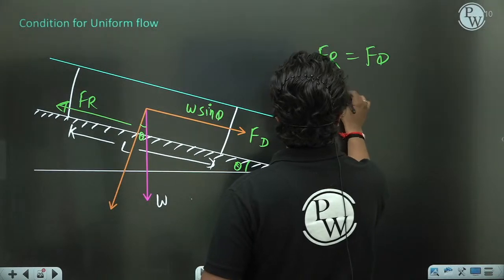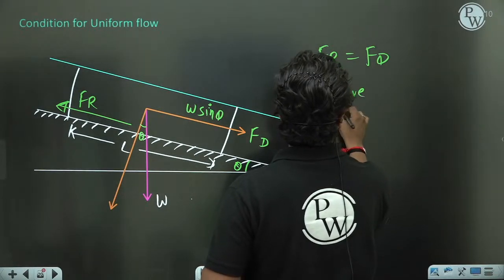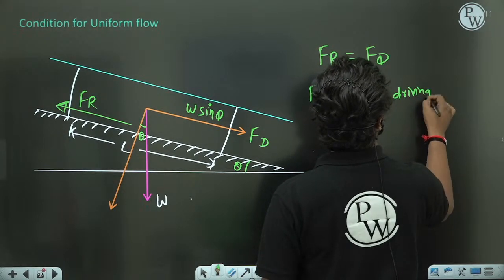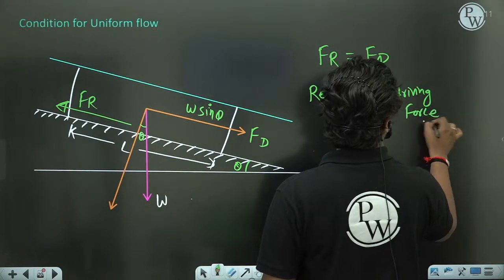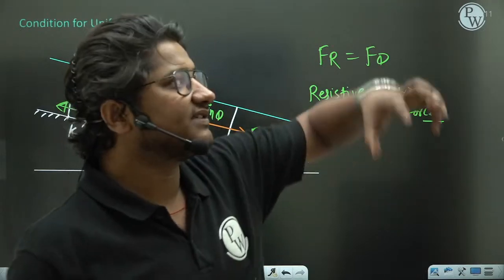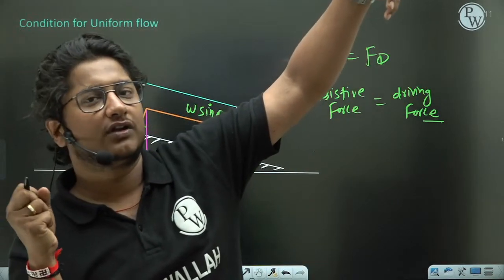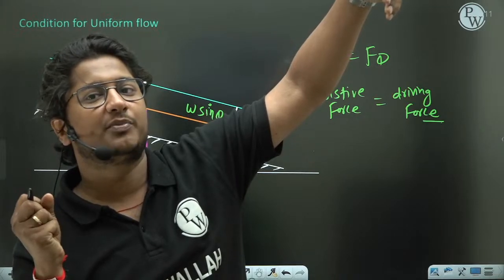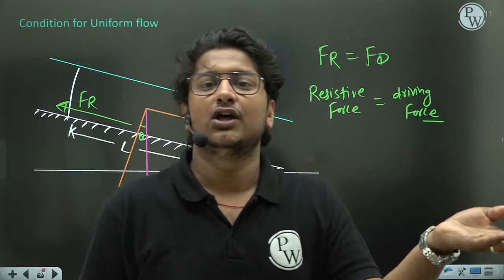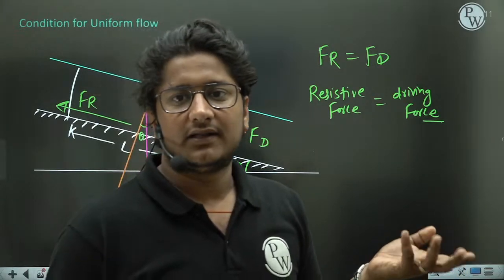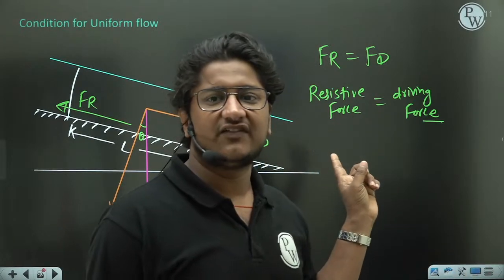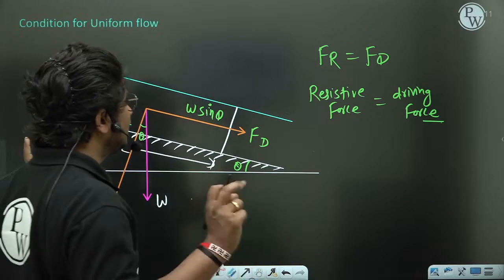Resistive force and driving force are the same. In that case only is it possible that uniform flow will occur, because if driving force is more than the resistive force, it will not be a uniform flow. What will happen in that case? Your depth will be changing, like a waterfall. So in that waterfall, your FD is more compared to FR. So there will not be a case of uniform flow. That will be a non-uniform flow.